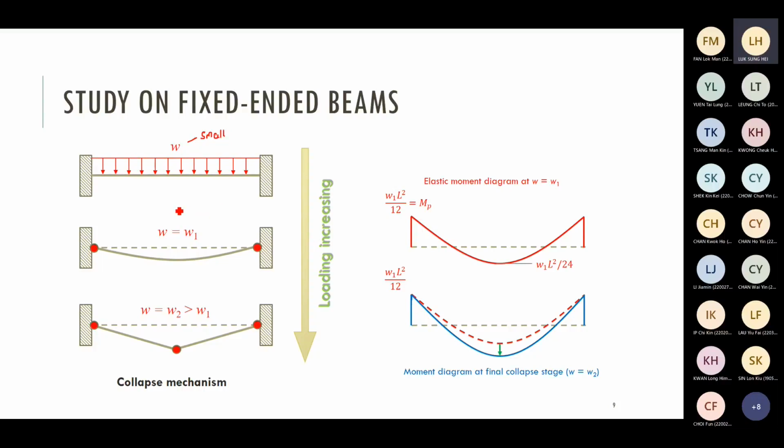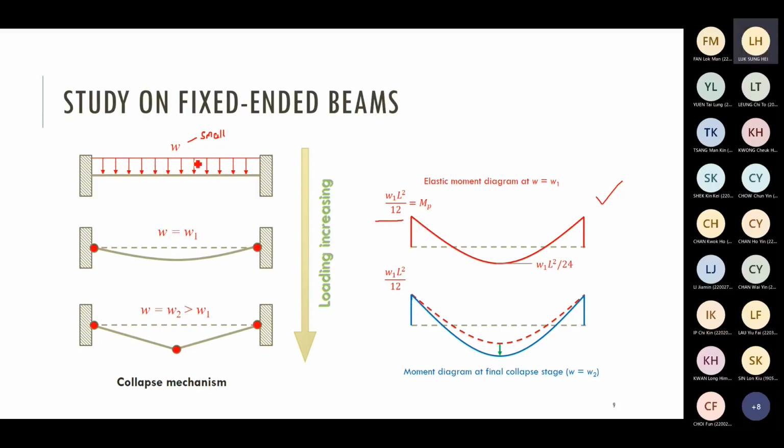When the load increases gradually, the moment value will increase as the load W increases, until the location of maximum moment reaches the plastic moment. This is the shape of the moment diagram for a fixed end beam under UDL. Maximum moment occurs at the two ends of the fixed end beam. The value is equal to WL squared over 12. The moment at the middle is smaller, WL squared over 24.